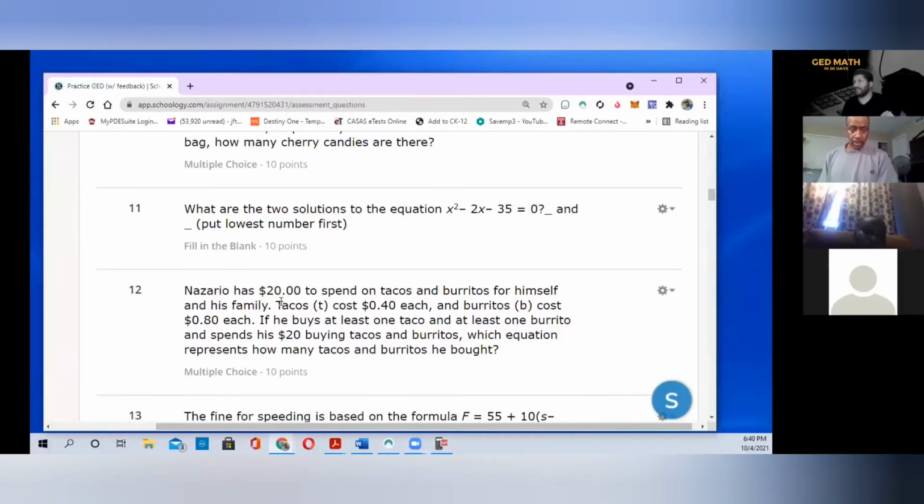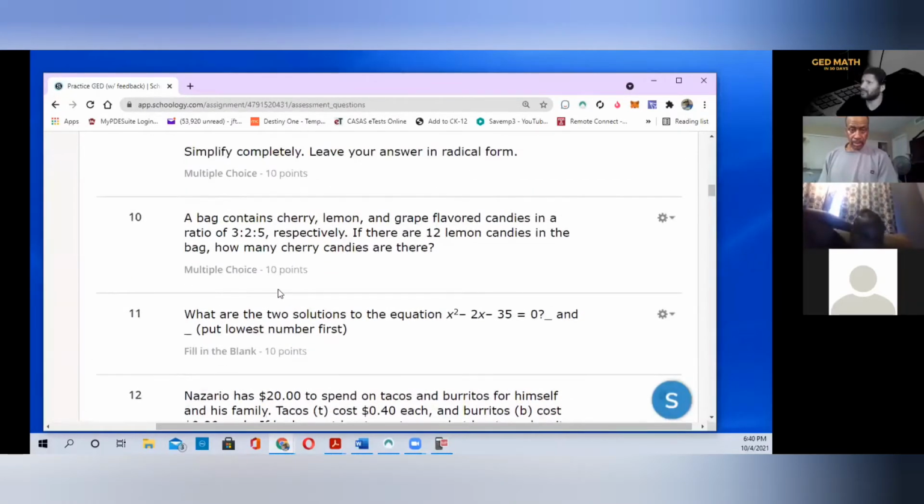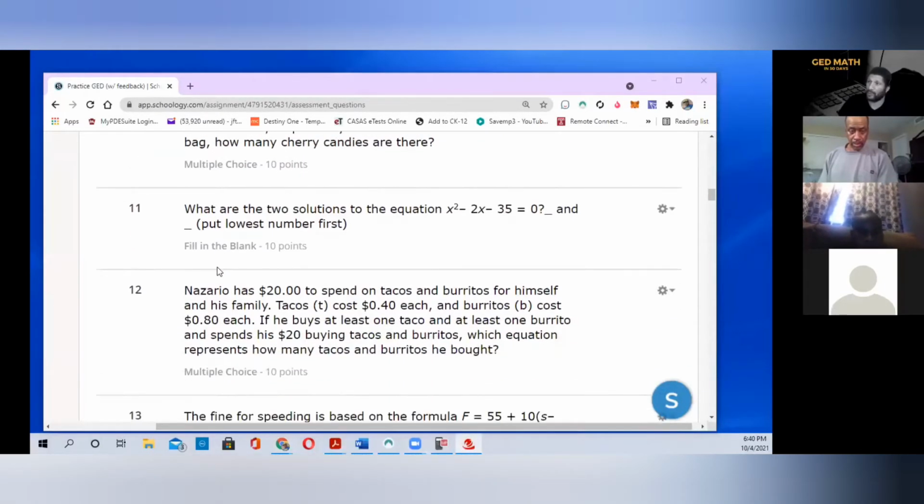Okay, I like number 11. Oh, I skipped one. That's a high set question. Number 10 is a high set, so I'm gonna skip number 10. They don't really give you 3 ratios for the GED. So we're gonna skip number 11. We'll go to number 10, we'll go to number 11.